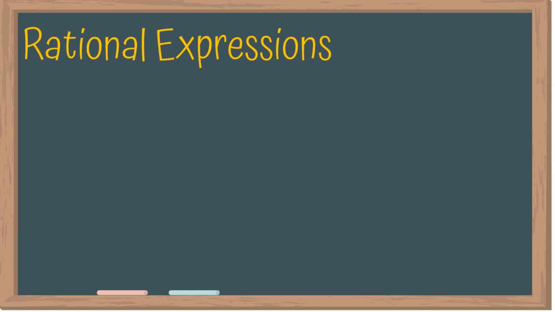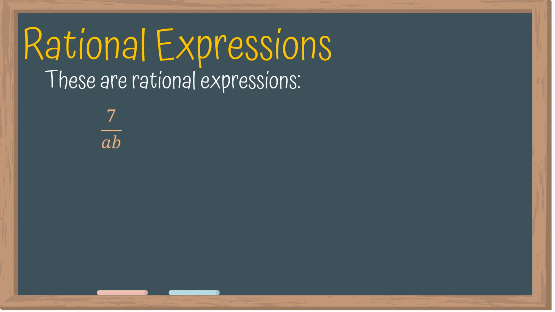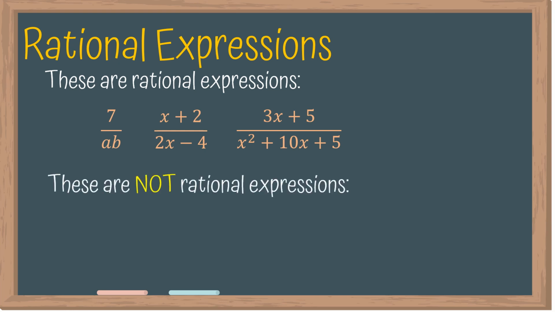Okay, so let us have examples of rational expressions. We have 7 over AB, x plus 2 all over 2x minus 4, and 3x plus 5 all over x squared plus 10x plus 5. On the other hand, the following are not rational expressions.